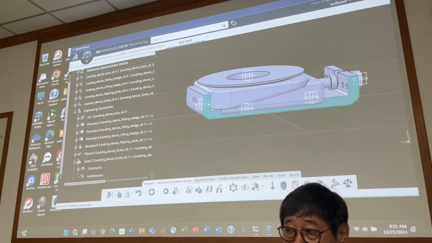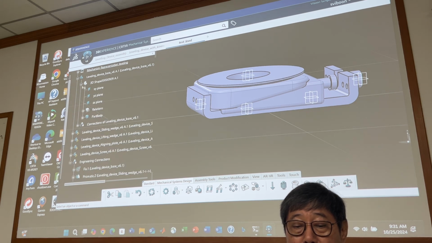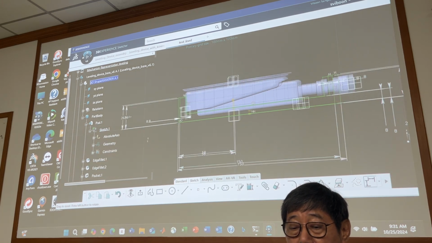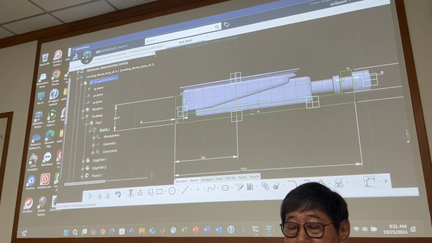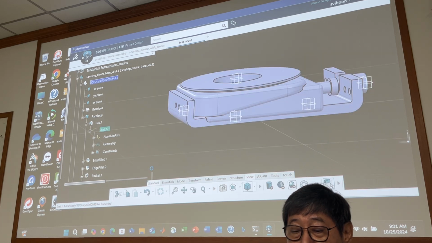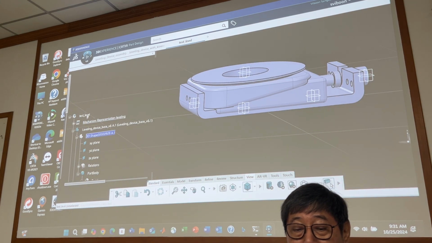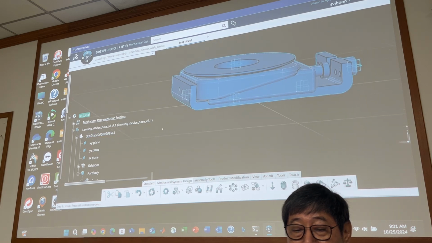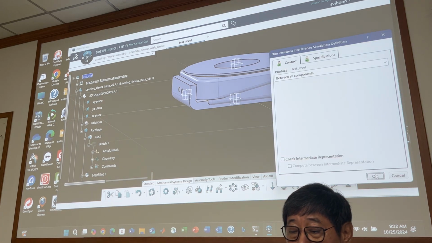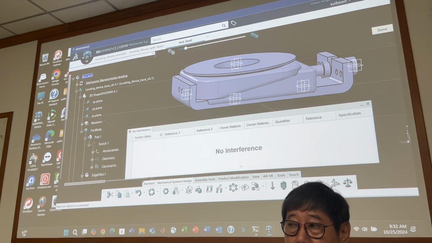I think modifying this one may be easier. If I want to change this one, I have this one, right? Let me sketch this one. You see this one is a little bit too big, right? I change this one to 7. Okay, 7. Now let's go back to this one. Now let's check crash again. No crash anymore, right? Okay.